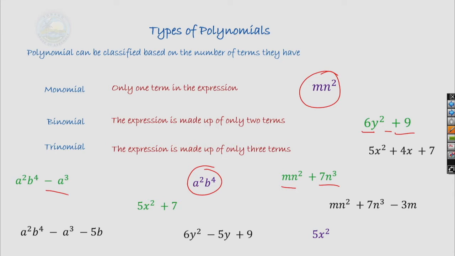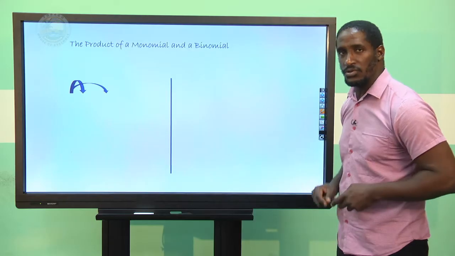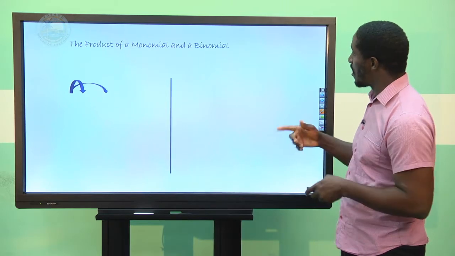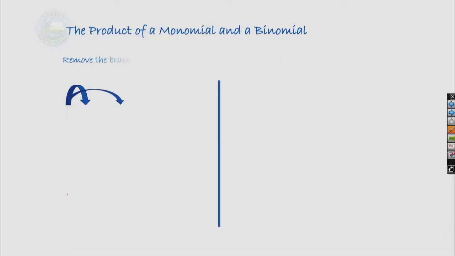So now that we know what monomials are, what binomials are, and what trinomials are, let's look at utilizing the distributive property to solve problems involving the product of a monomial and a binomial. So a typical question is going to state, remove the brackets and simplify the following expression. Here is my expression: 7 bracket x plus y. 7 bracket x plus y here means that the 7 is being multiplied by this bracket x plus y.